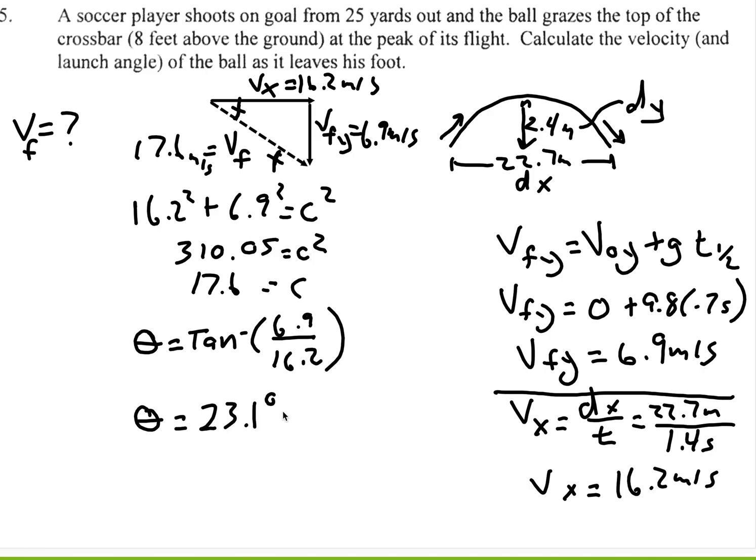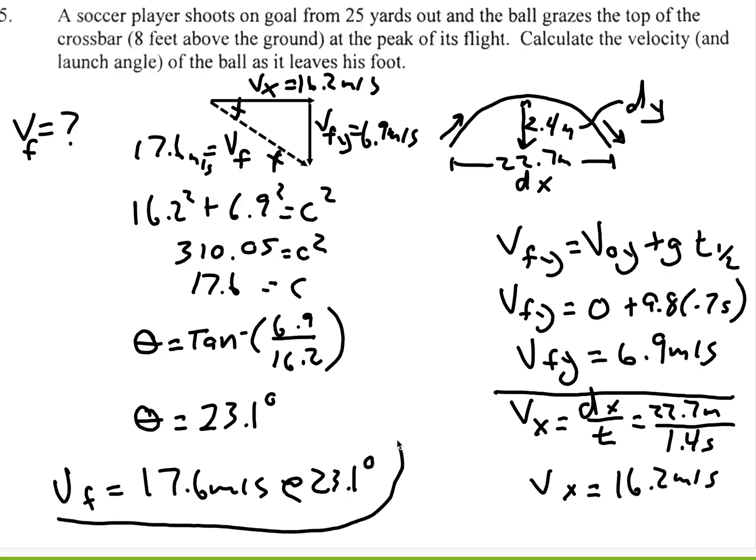Did everybody else get the same answer? Yeah. Okay. So then our final velocity is going to be 17.6 meters per second at 23.1 degrees. So that's the launch angle is 23.1. The speed off his foot, 17.6.